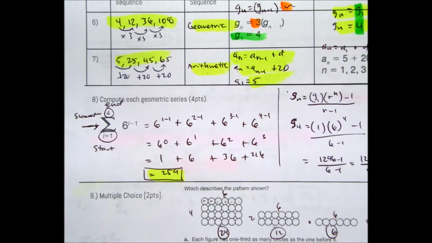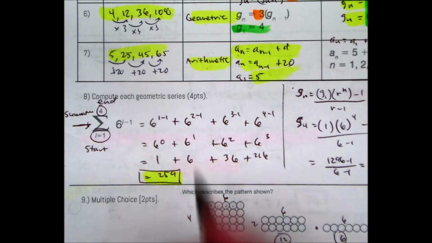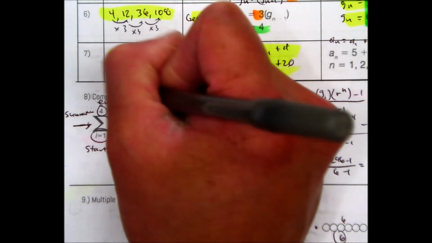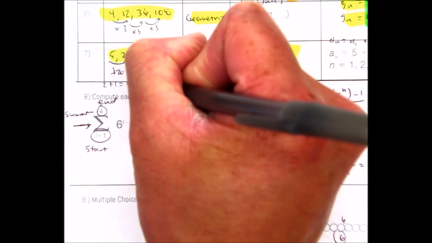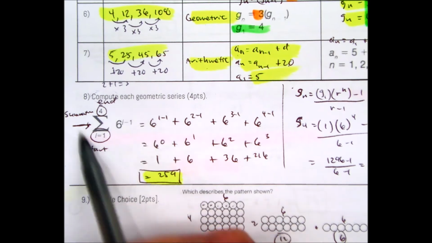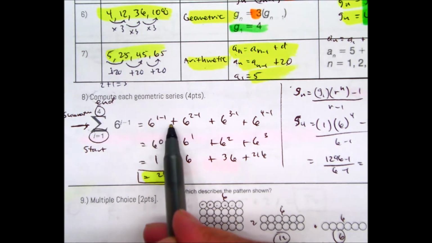Alright, question number 8, probably the most missed free response question. Compute each geometric series. Compute just means evaluate, just means use the math operations. 2 plus 1, compute it, that is 3. Okay. So here you have summation notation. Summation notation just means you're going to be doing a bunch of adding.